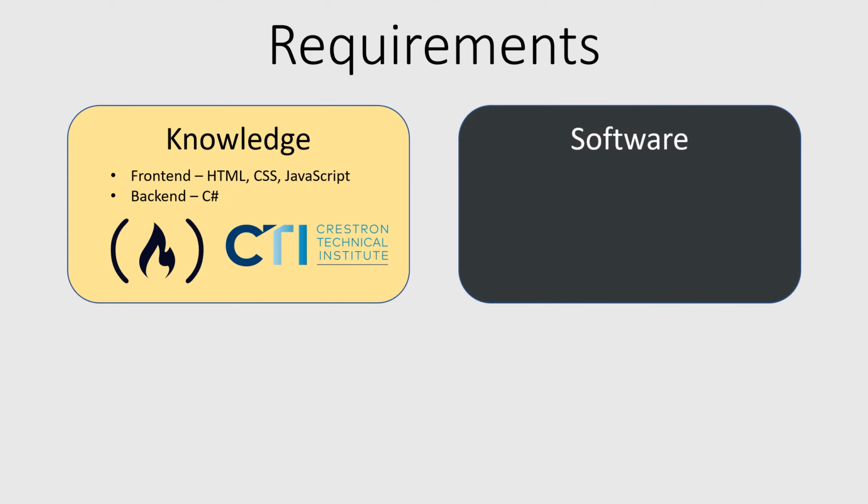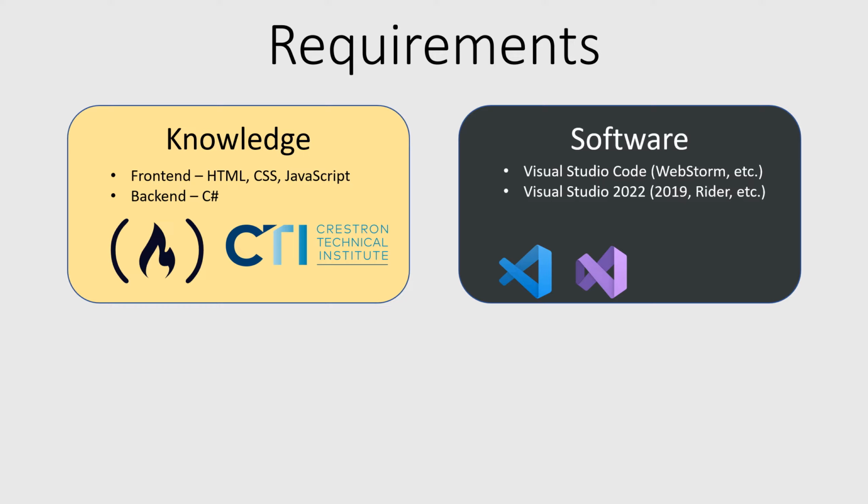Next, you need to have an integrated development environment, or shortly IDE, where you can develop your application. For the front-end development, you can use Visual Studio Code, WebStorm or any other front-end IDE. In this tutorial, I will use Visual Studio Code. For the backend development, you can use Visual Studio 2022 or 2019, Rider or any other backend IDE. Although I prefer Rider from JetBrains, in this tutorial I will use Visual Studio 2022 because it has a community version which is completely free.